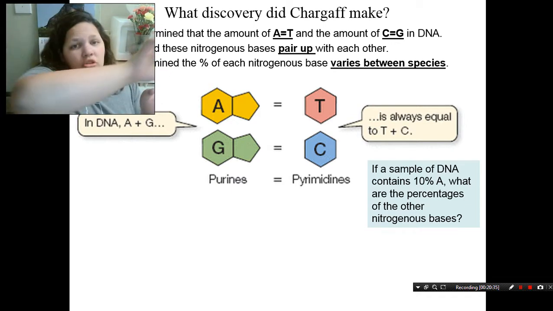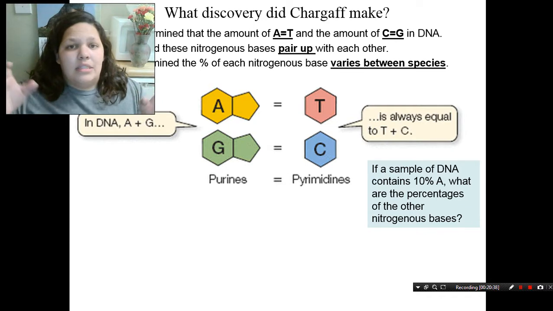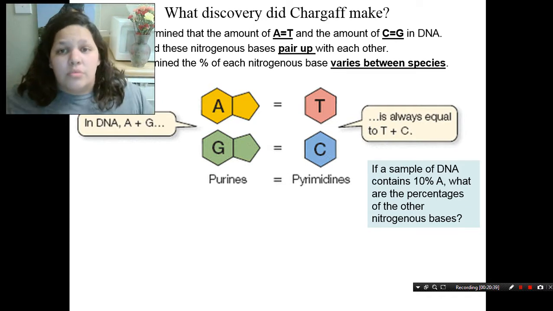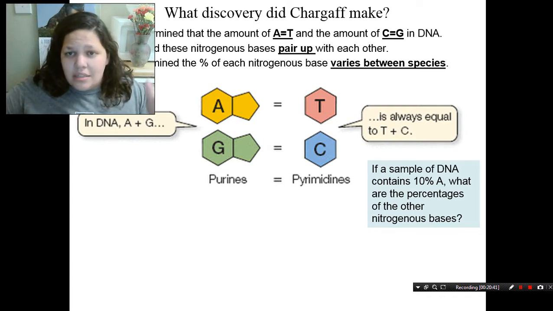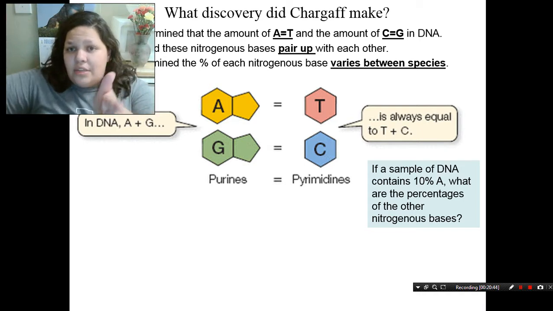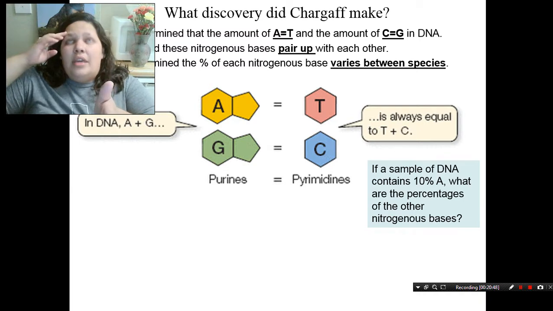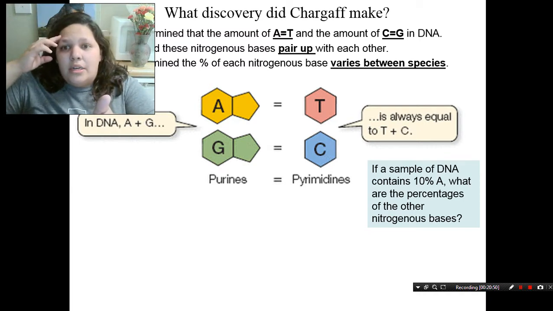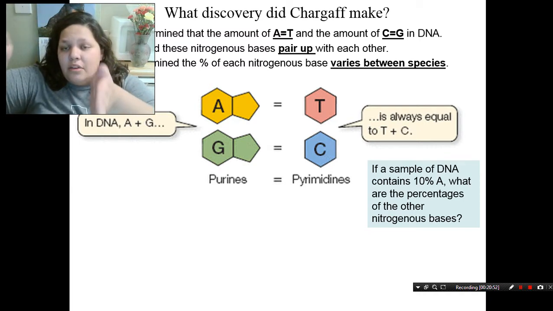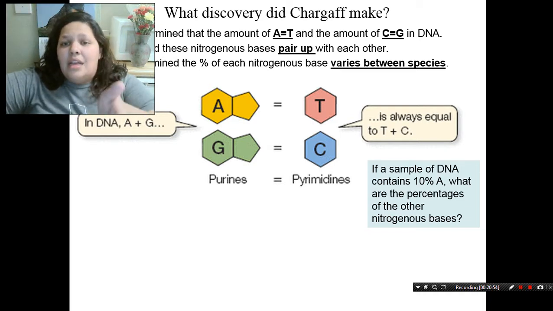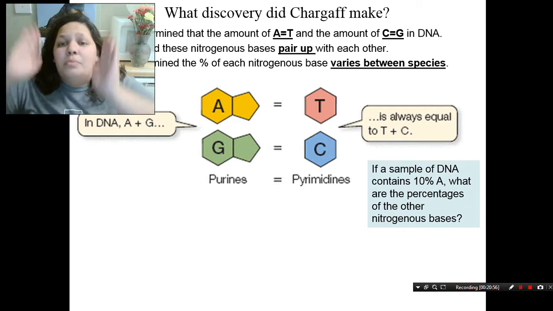So if I took a long strand, say as long as the room, and I told you that 30% of this strand is going to be cytosine, you say to yourself, okay, I know cytosine is going to pair with guanine. So if 30% of my strand is cytosine, then 30% of my strand should be guanine.